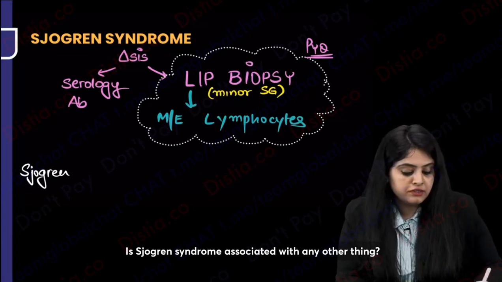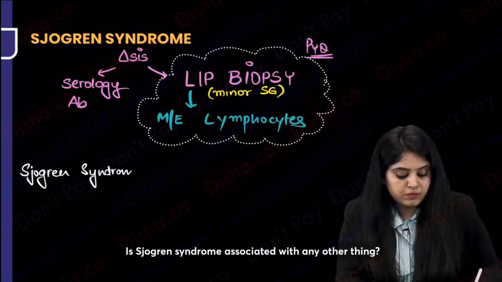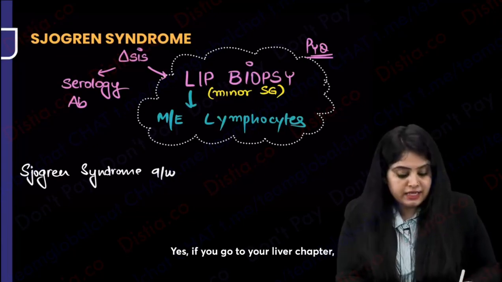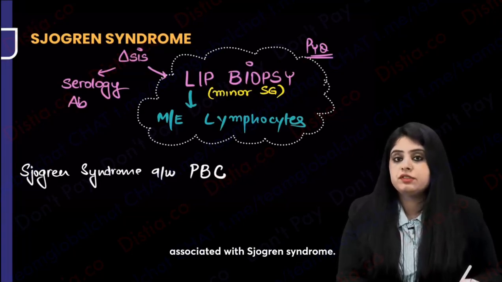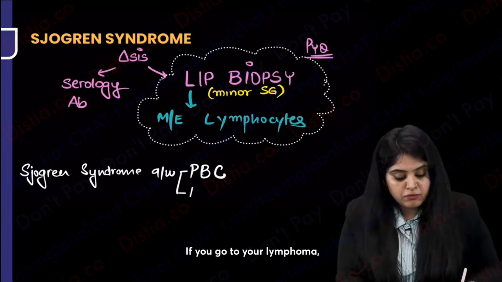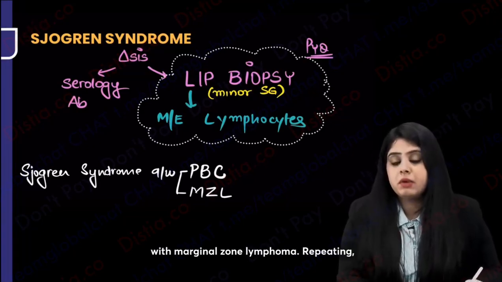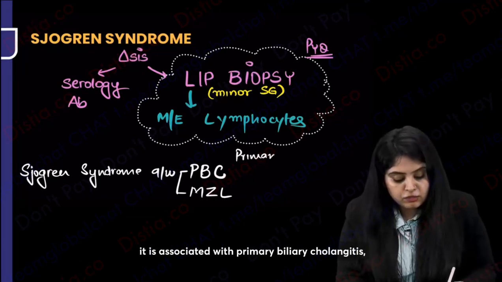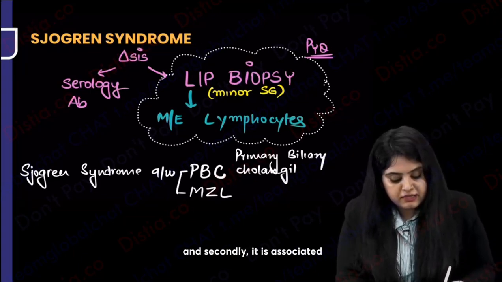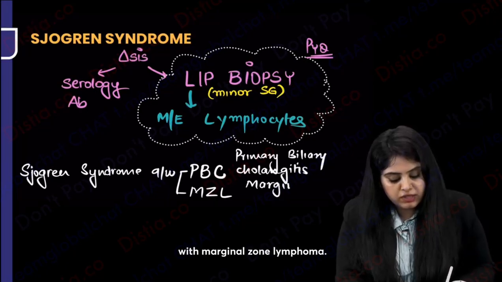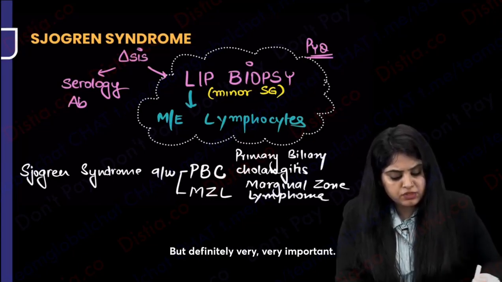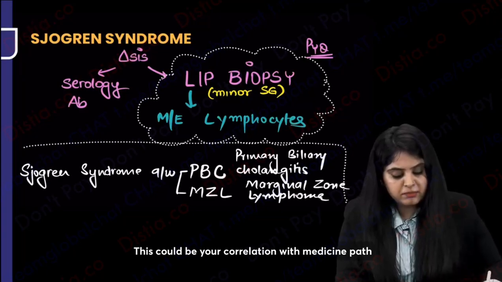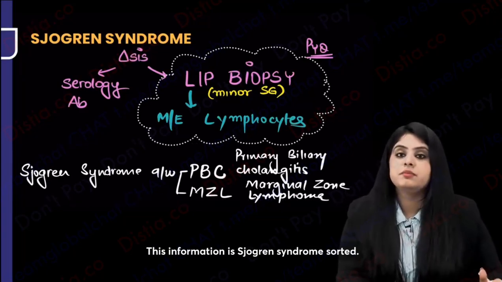Now, guys, is there any place else in medicine that you've studied Sjogren syndrome? Is Sjogren syndrome associated with any other thing? Yes. If you go to your liver chapter, you have studied primary biliary cholangitis is associated with Sjogren syndrome. If you go to your lymphomas, Sjogren syndrome is associated with marginal zone lymphoma. Repeating, it is associated with primary biliary cholangitis, and secondly, it is associated with marginal zone lymphoma. You will read these in very different chapters, but definitely very, very important. This could be your correlation with medicine, path, and other subjects. Very, very important this information is.